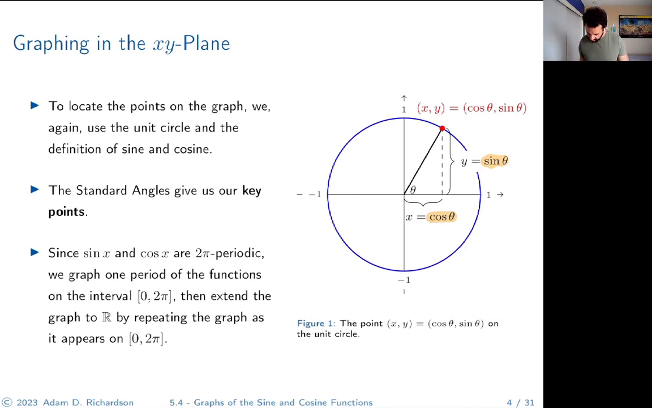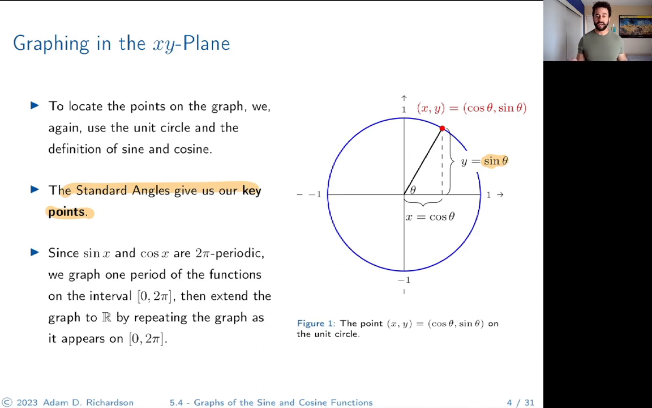That's what it is. So we're going to start by graphing the sine function. So ignore cosine for a minute. And what we're going to do is we're just going to graph how this vertical displacement changes as theta changes, or as x changes in this case. The standard angles will give us our key points. So that's why you need to know those standard angles and the values of the functions at those points. The standard angles being like 0, pi over 2, pi, 3 pi over 2, and then also like pi over 6, pi over 4, pi over 3, and then multiples of things.